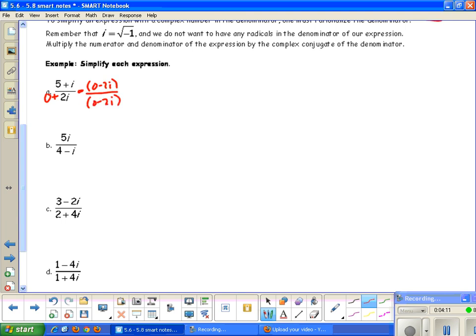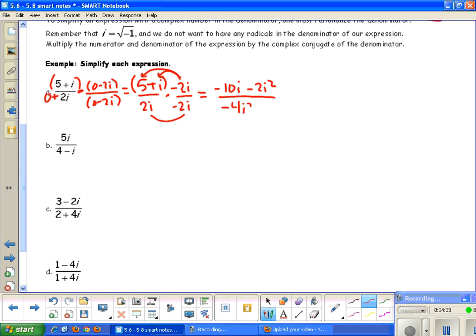So when we do that, remember, you want to multiply everything through, so we have 5 plus i over 2i times really negative 2i over negative 2i. Remember, that doesn't change my equation because it's like multiplying by 1. So then, because this is a binomial, you want to multiply each of those terms by the negative 2i. So I get negative 10i minus 2i squared over these two terms multiplied, so minus 4i squared. So that gives me negative 10i minus 2 times negative 1, because remember, negative 1 is really i squared, over negative 4 times negative 1.